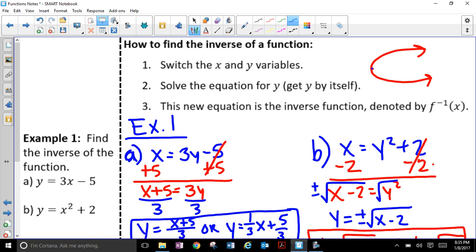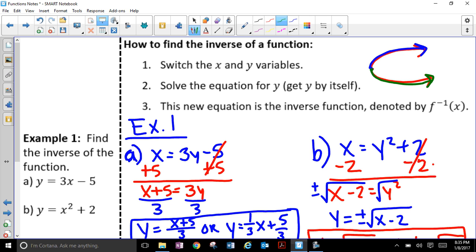It could be this half. That could be the part that's the positive square root of x minus 2. And then this other part in green here could be the negative square root of x minus 2. Okay, so when you put them together, yes, it's a parabola, because remember the original equation was y equals x squared plus 2, which is a parabola facing upwards, a U shape facing upwards.